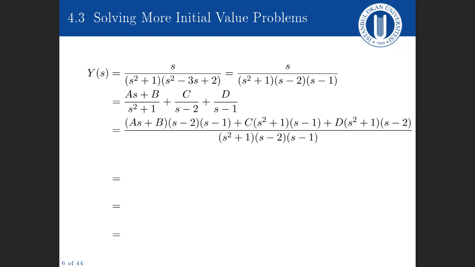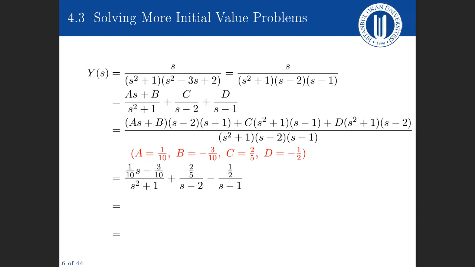Put everything over the same denominator, and then we can find A, B, C, and D. And I'm going to leave it to you to check my calculation. Check that here we need to have A is 1 over 10, B is minus 3 over 10, C is 2 over 5, and D is minus a half. So capital Y should look like this after we've done partial fractions.